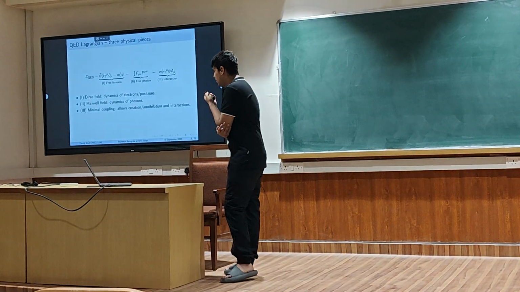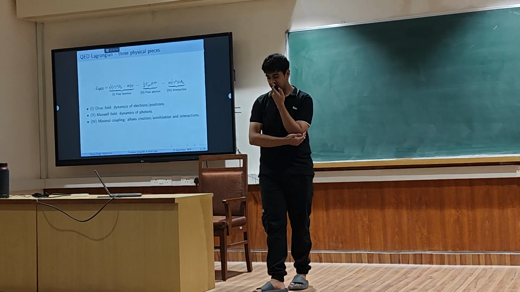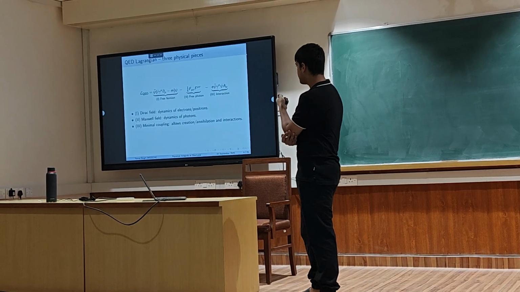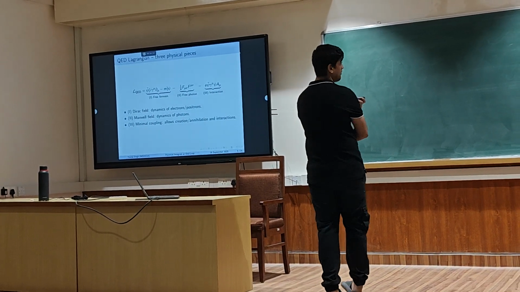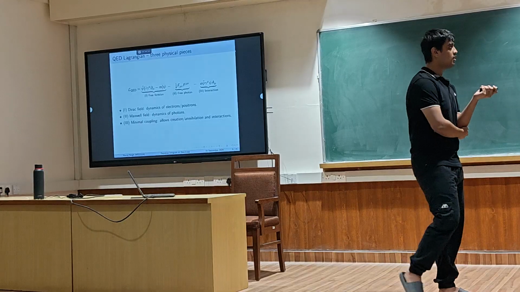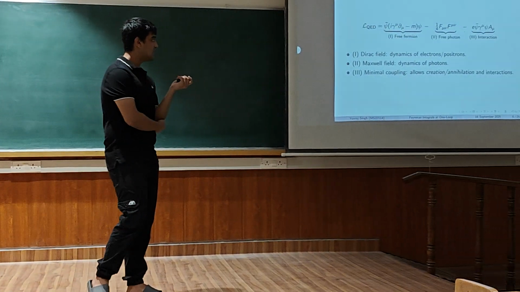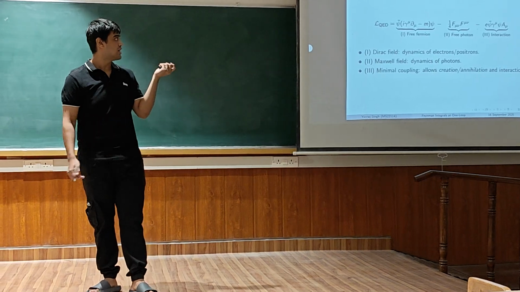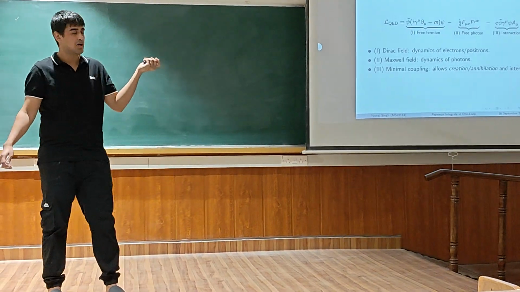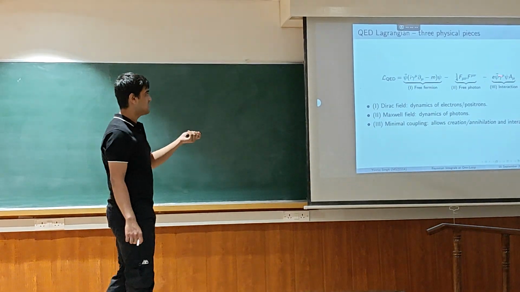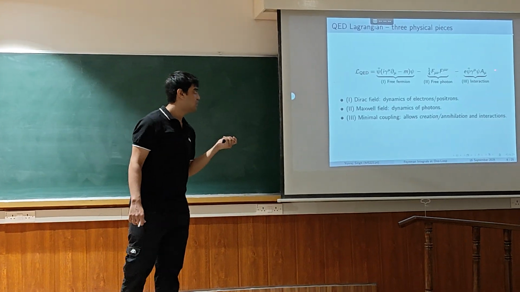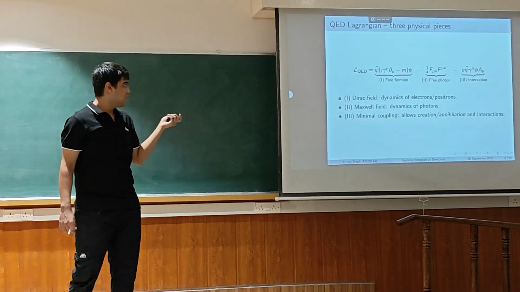So this is my Lagrangian for QED. Here you can see it has three terms which we can separate out. The first term corresponds to a free fermion. The second term is the free photon, and this third term is the interaction term, which basically gives rise to all the interesting physics that we see. This interaction term will lead to the creation of new particles.